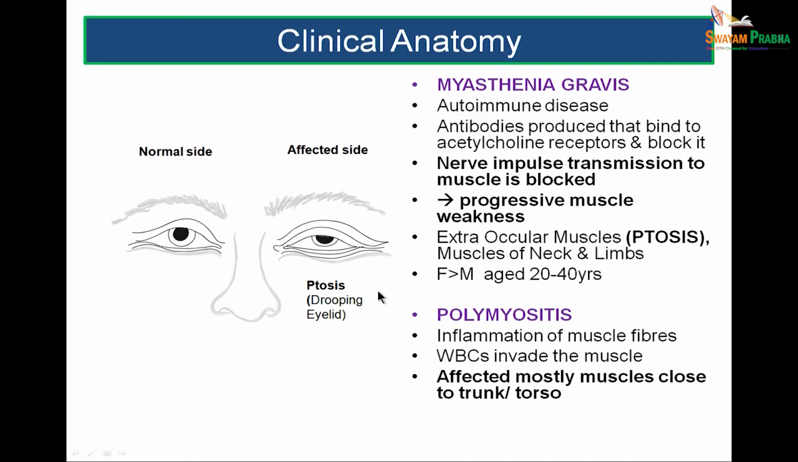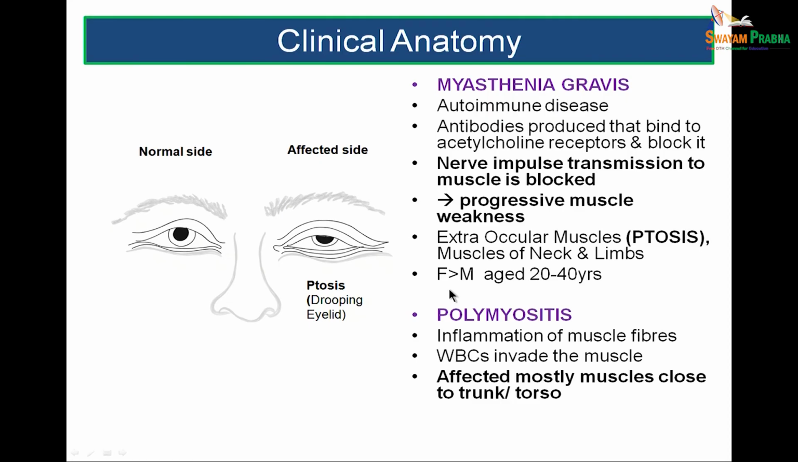Myasthenia gravis, this is an autoimmune disease where antibodies are produced and they do not allow the receptors to work well. So, nerve impulse transmission is blocked, leading to muscle weakness. Like you see here in this diagram, there is ptosis or a drooping upper eyelid. This is the affected side. Compare it to the normal side. Extraocular muscles are most commonly affected. You will find the person turning his head backwards to look forwards, otherwise his eyelids tend to droop. Seen more in females and the age around 20 to 40 years.